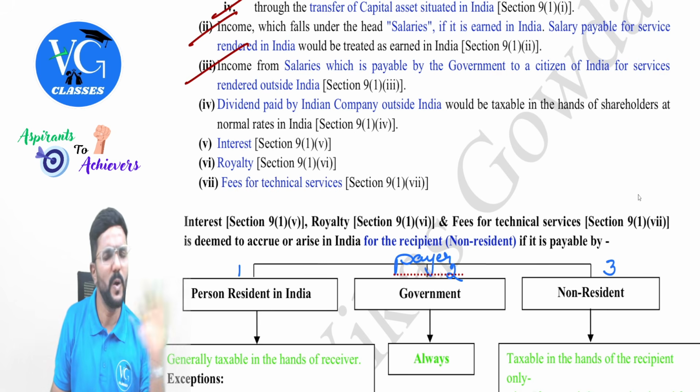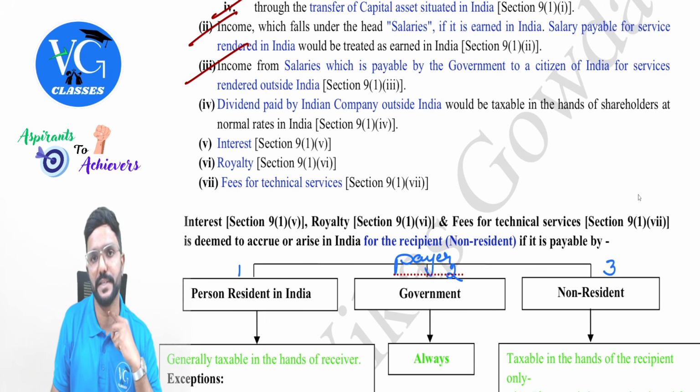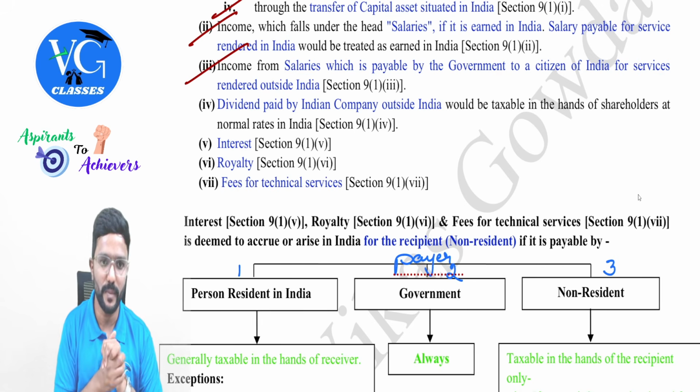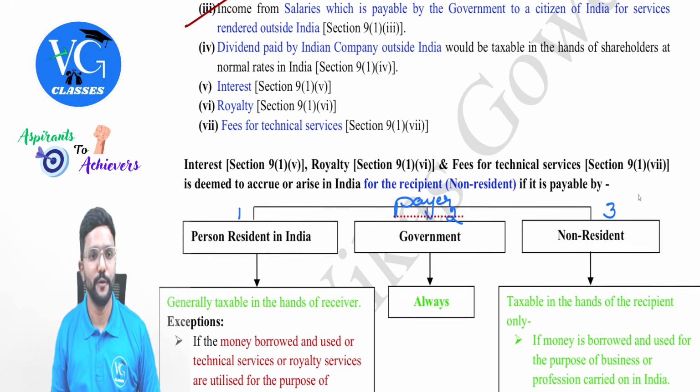But for them, all the allowances and perquisites would be exempt, guys, which we will learn in the salary chapter. But basic pay, bonus, commission, and all will be taxable. Okay, next point. Fourth one.